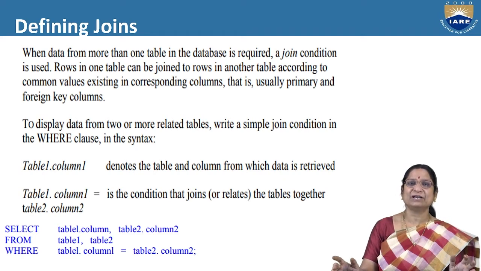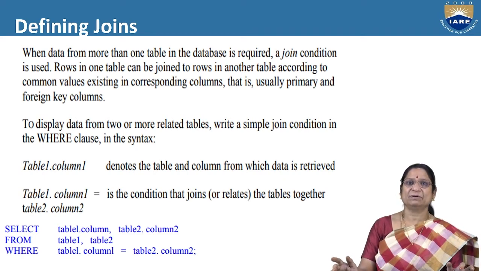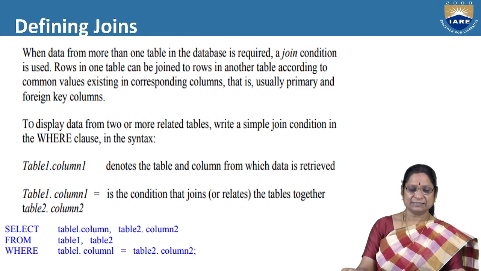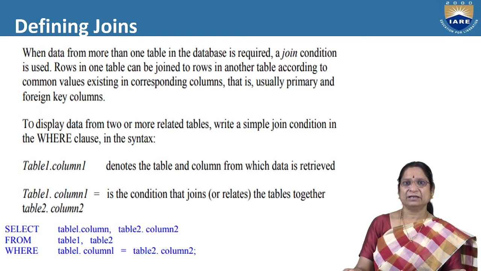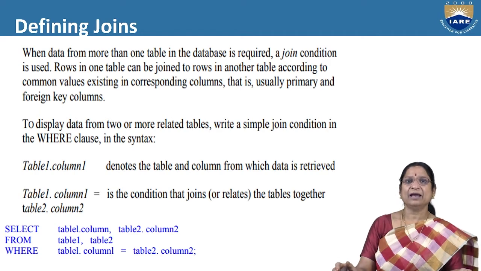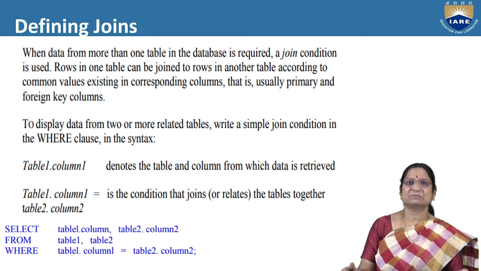That is, the primary key of one table and the foreign key of another table are used for the join condition. To display data from two or more related tables, we write a simple join condition in the where clause, and the general syntax is table1.column1 equals table2.column2. Table 1 and table 2 indicate the tables from which we would like to retrieve the data, and column 1, column 2, etc. give the respective columns of the corresponding table.